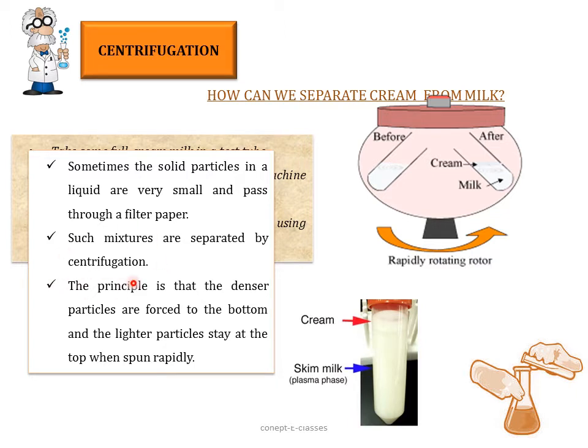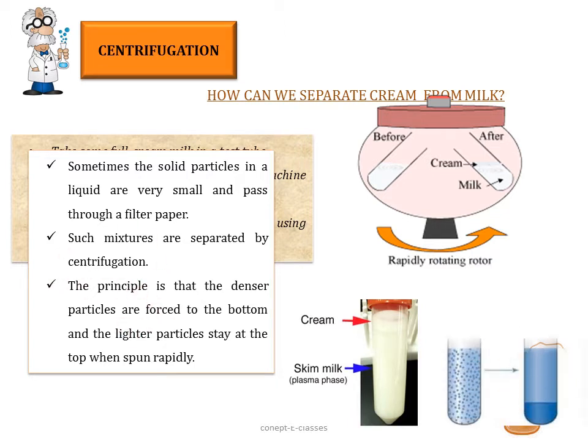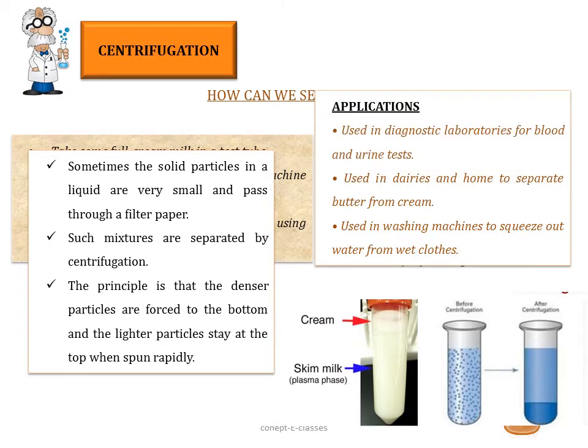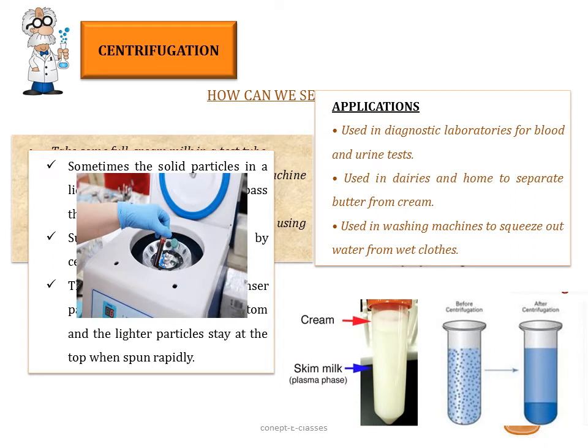So the principle is that the denser particles are forced to move to the bottom and the lighter particles stay at the top when they are rotated rapidly. Now the applications of centrifugation: they are used in diagnostic laboratories for blood and urine tests. They are used in dairies and homes to separate butter from cream. They are also used in washing machines to squeeze out the water from wet clothes.